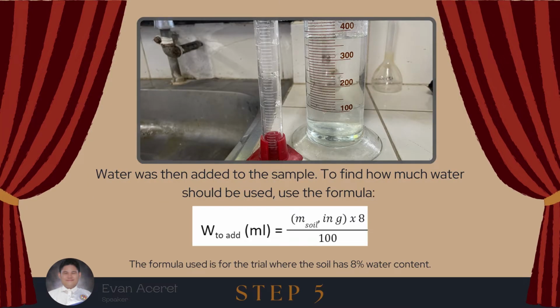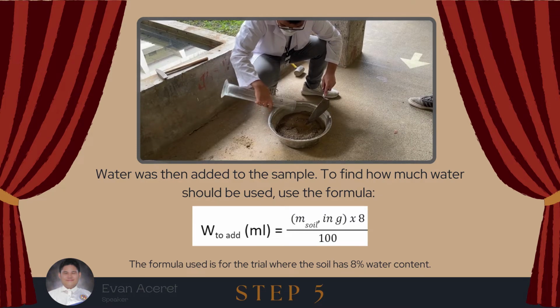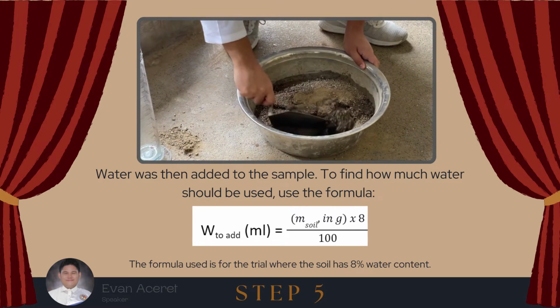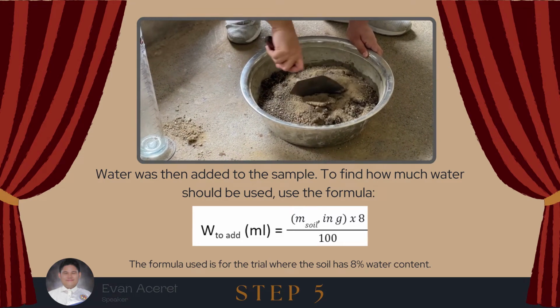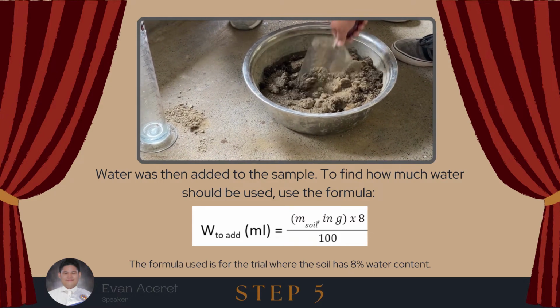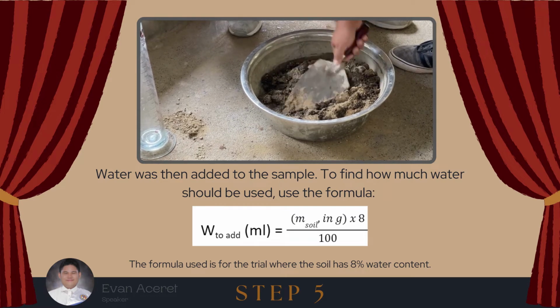Water was then added to the sample. To find how much water should be used, use the formula: water in milliliters is equal to mass of soil in grams times 8 all over 100. The formula used is for the trial where the soil has 8% water content.